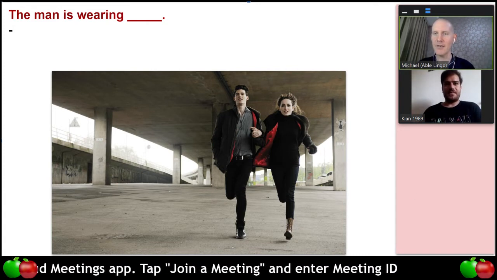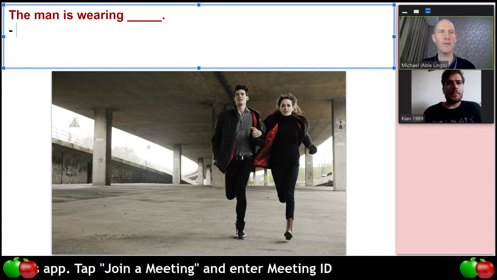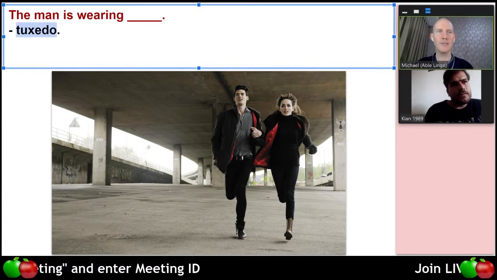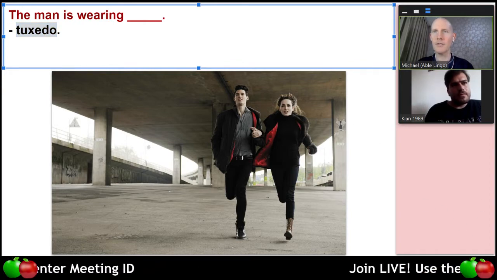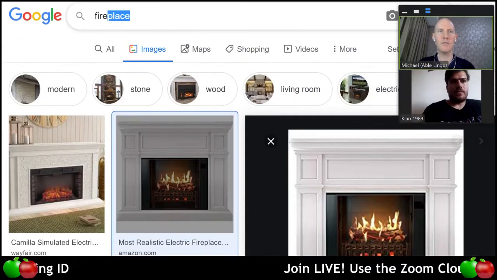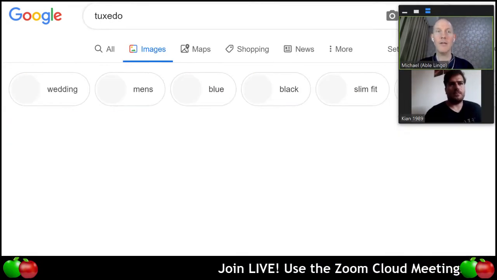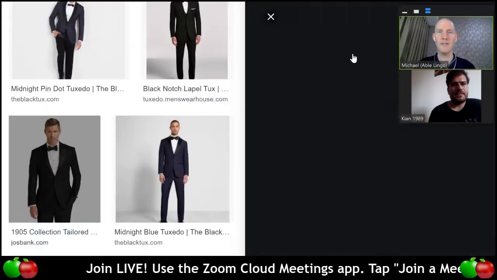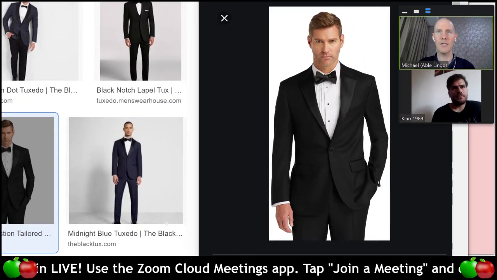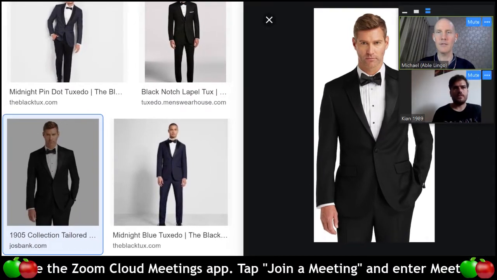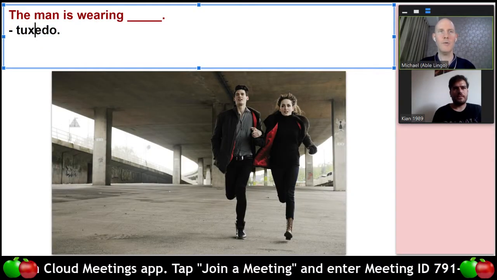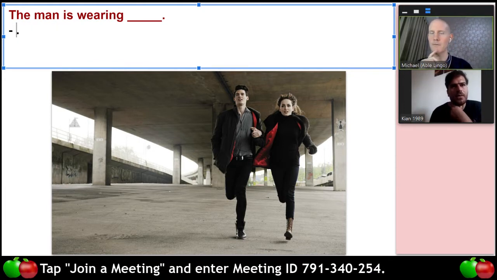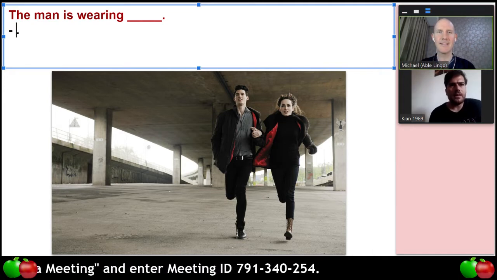Okay, so Leo Huda says he's wearing a tuxedo. I'm not quite sure if tuxedo fits, so let's take a look. We're going to look at tuxedo in image search to see if this is what we're looking for. When I think of a tuxedo, I think of something very, very stylish. So I probably wouldn't say he's wearing a tuxedo. What do you think, Kian? How would you describe it? I think it's a leather jacket.